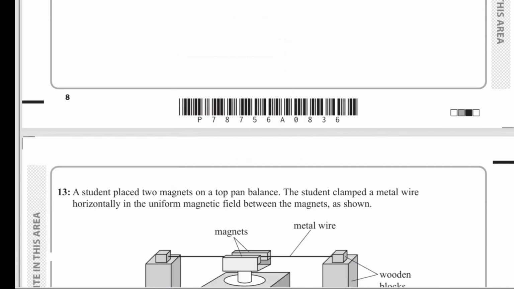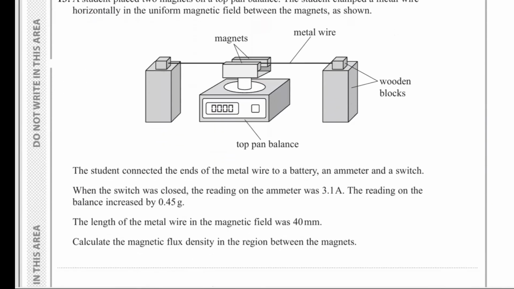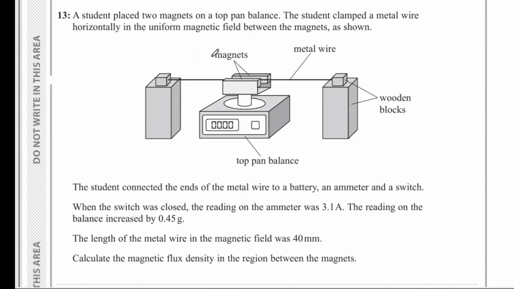Now, I've got this question number 13, right? And in question number 13, a student is placing 2 magnets on the top pan balance, something like this. The student clamped a metal wire horizontally in a uniform magnetic field. He clamped the wire something like this. The length of the metal wire in the magnetic field is 40 millimeters, right? This length is going to be 40 millimeters.